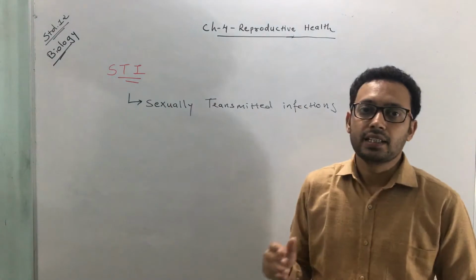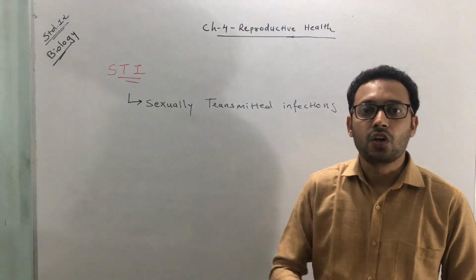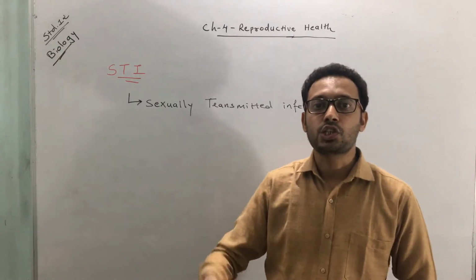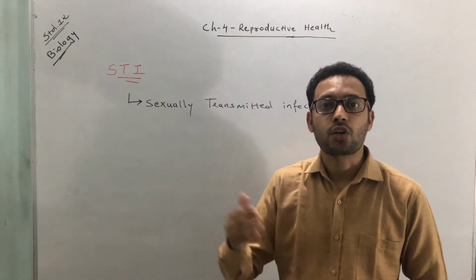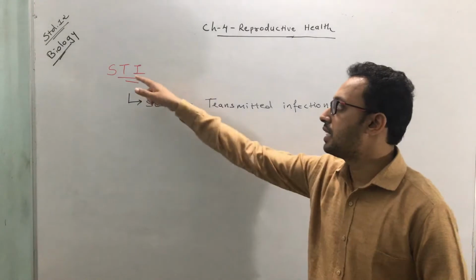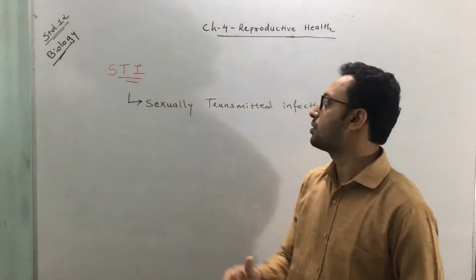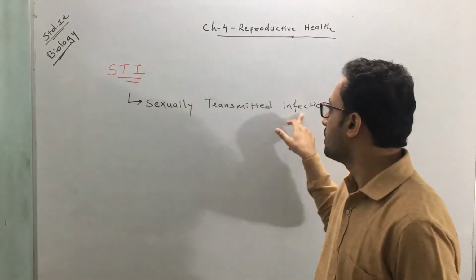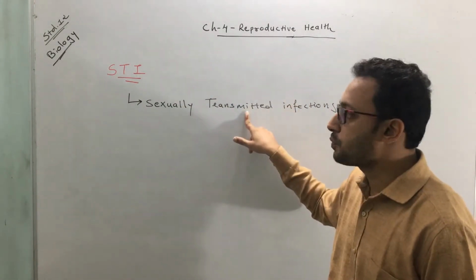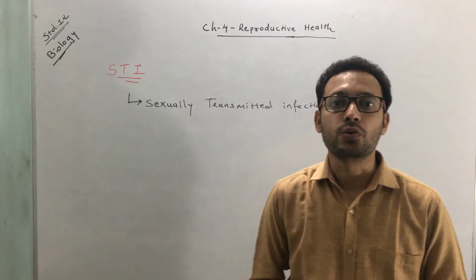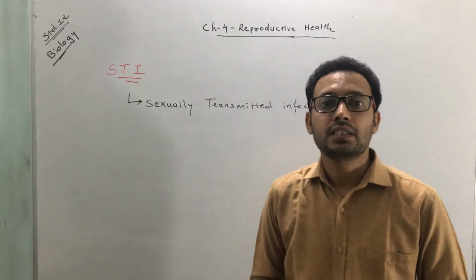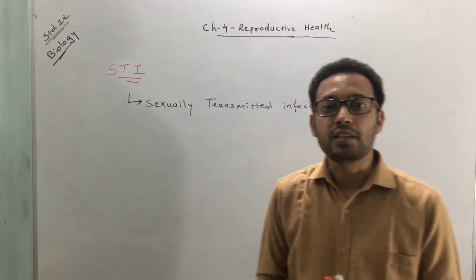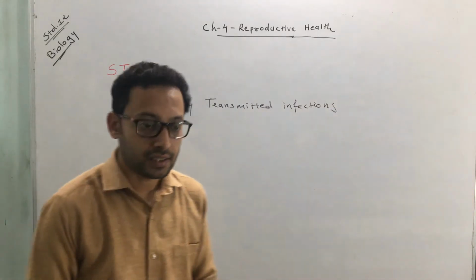So STI means the infections or diseases which are transmitted through sexual intercourse or coitus. This is called sexually transmitted infections. Clear, students? What is the STI? The infections or the diseases which are transmitted through sexual intercourse or coitus are called sexually transmitted infections. Okay, and this is again an important aspect of reproductive health.